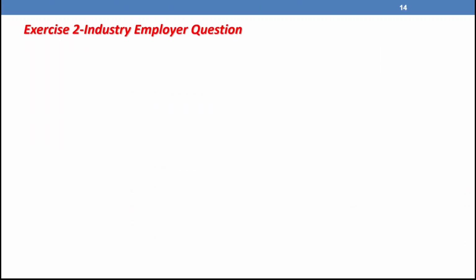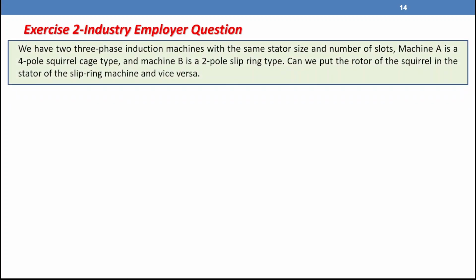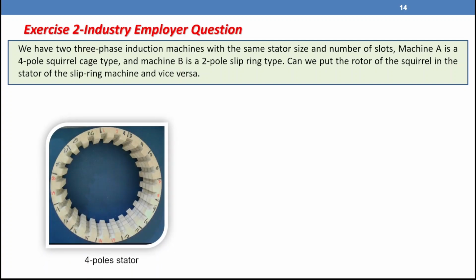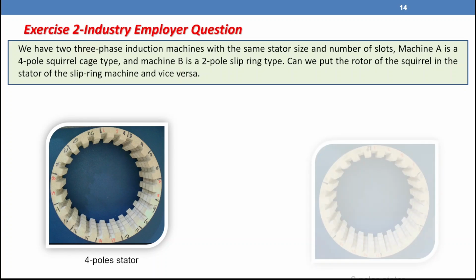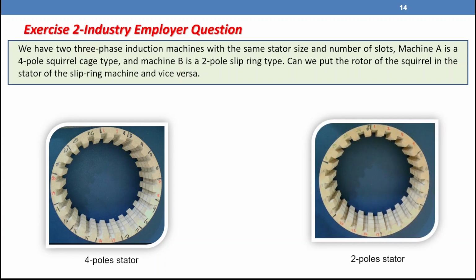Let us take another exercise from industry employer questions during the interview process. We have two three-phase induction machines with the same stator size and number of slots. Machine A is a four-pole squirrel cage type, while machine B is a two-pole slip ring type, as shown in the figure. The question is, can we put the rotor of the squirrel cage in the stator of the slip ring machine and vice versa? So my suggestion to you again is to stop the video and try to find an answer for this question. I expect now we can resume the video.